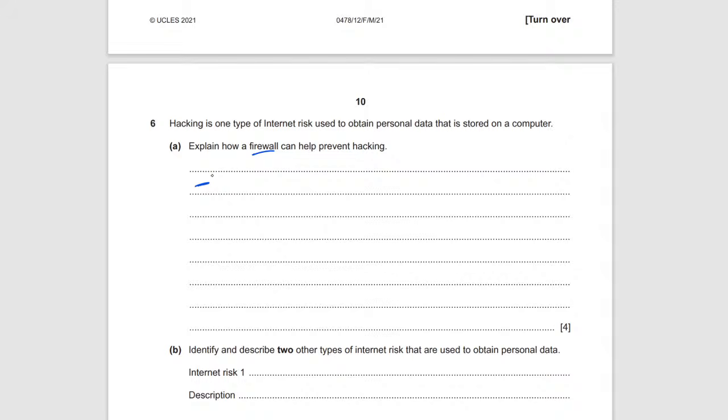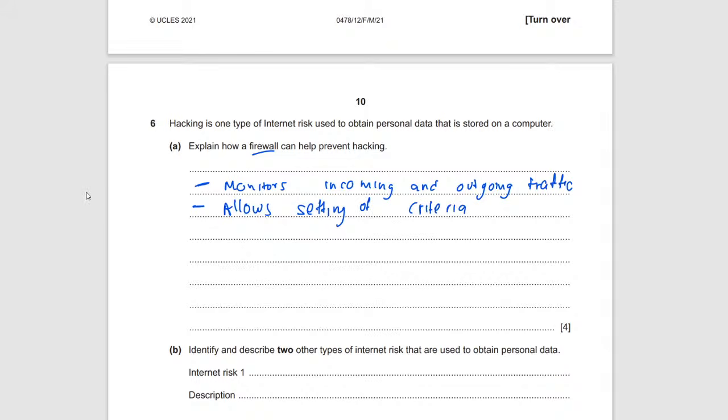Firewall, first of all, you need to say monitors incoming and outgoing traffic. That's the first mark. That will get a mark there. Then you can say allows setting of criteria. So it will allow setting of criteria, and it will block the access to the people that are not meeting the requirement. Okay, but we don't need to write that. You'll get your mark there.